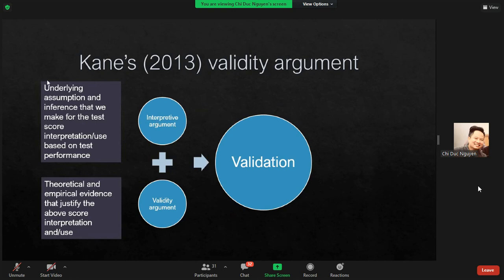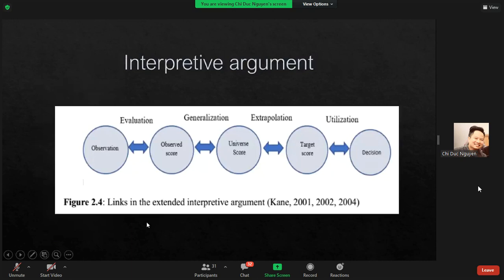That is the basic thing, but in terms of argument, we actually have different kinds of phases, different kinds of argument, and different kinds of assumption and inference that we need to make. Here is what we need to do. We have observation, observed score, universe score, target score, and decision. We need to go from the score to the decision, and to do that we need different kinds of inference.